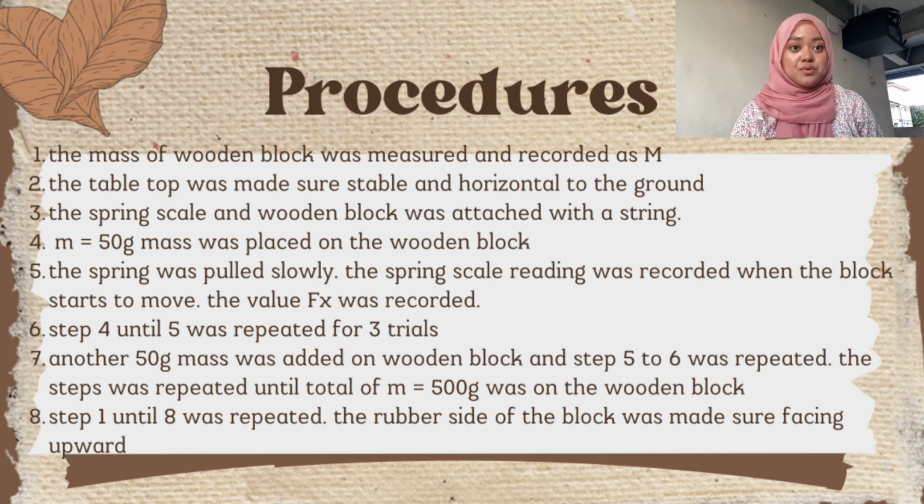The value Fx was recorded. Next, steps 4 until 5 were repeated for 3 trials. Furthermore, another 50-gram mass was added on the wooden block, and steps 5 to 6 were repeated. The steps were repeated until a total of 500 grams was on the wooden block. And last but not least, steps 1 until 8 were repeated with the rubber side of the block made sure to be facing upward.